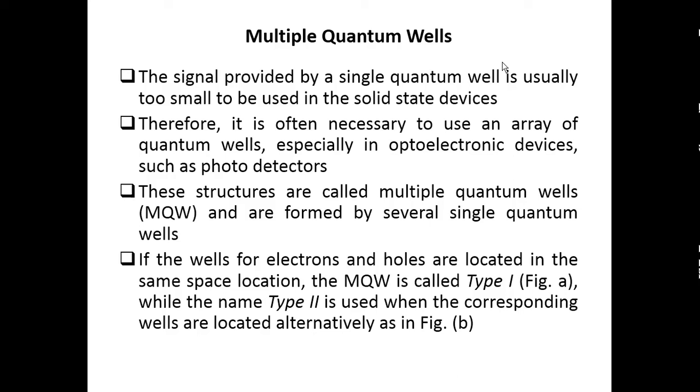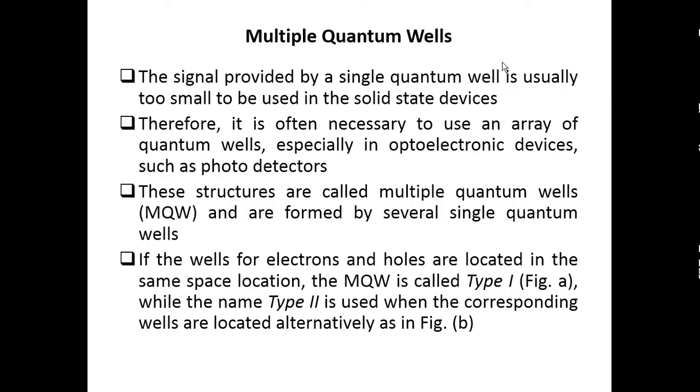Therefore, we make use of an array of quantum wells, a number of quantum wells. Each quantum well will be separated by a barrier. That is an array of quantum wells. There can be a double quantum well, or a quantum well array of about 10 quantum wells, sometimes 50 quantum wells, as used in photodetectors also. So it is necessary to boost the signals. In such cases, we use an array of quantum wells, especially in optoelectronic devices like photodetectors.